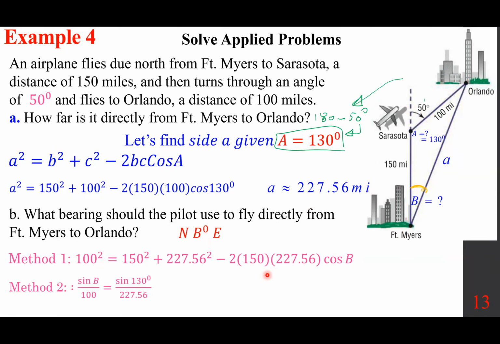Again, I'm assuming you can put everything through a calculator, come up with cosine B, and then the inverse function, come up with B. Or you can do the cross product here, come up with sine B, and then sine inverse process will give you the value of B. So I leave it for you to finish and come up with B equals 19.7. Therefore, this is practically given as north 19.7 degrees east. That would be the bearing.